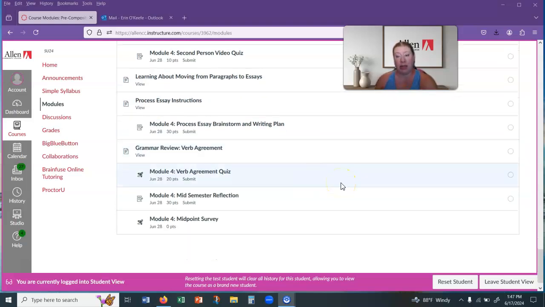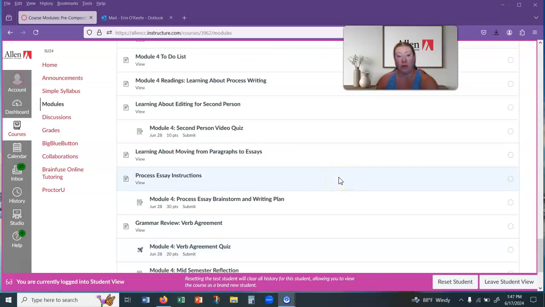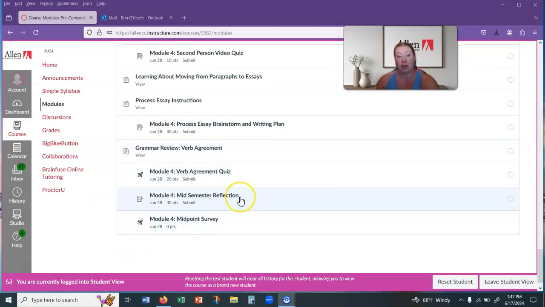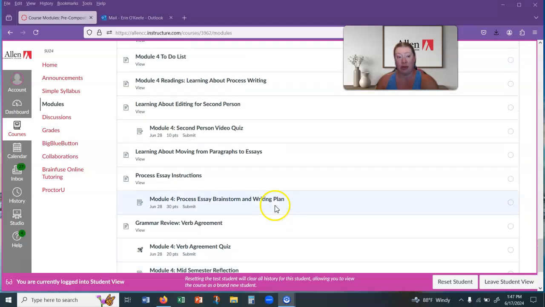The other thing we're doing, because Module 4 is the halfway point of the semester, so we're halfway through the summer semester, and so we're at 4 of 8 weeks. We also have a mid-semester reflection that you're going to complete.